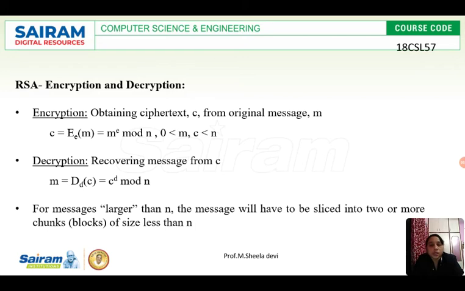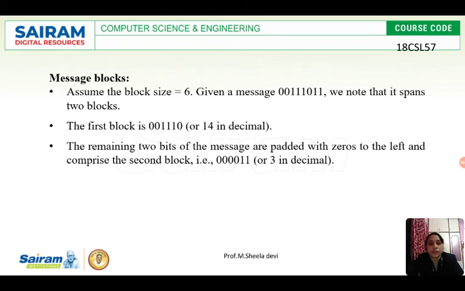And how do we do the decryption process? That is m is equal to C power D mod n. At the receiver side, we have the ciphertext, and we have also calculated the D value. If you compute C power D mod n, you will get the message back. We'll see this with an example so that you understand clearly.